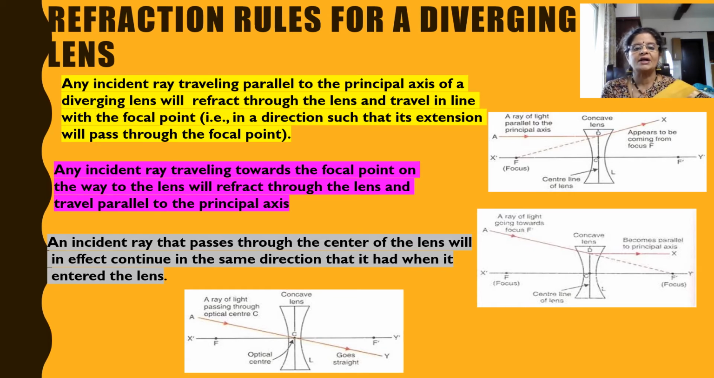The second picture shows the second rule. Any incident ray traveling towards the focal point on the way to the lens will refract through the lens and travel parallel to the principal axis. And the third rule says an incident ray that passes through the center of the lens will, in effect, continue in the same direction that it had when it entered the lens. So these are the three rules for concave lenses.